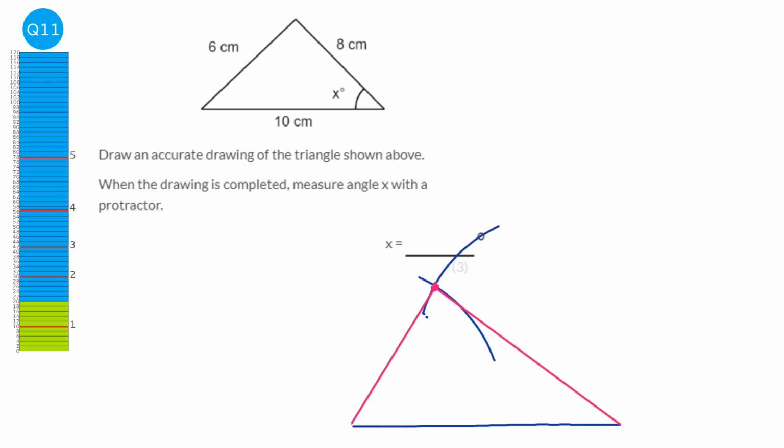And it says to measure the angle X, so we're going to need a protractor for this bit. I'm going to put our protractor here with the crosshairs matching here. So we're going to be looking at the inside, the outside one, and it comes up as 37 degrees. So our answer is 37 degrees.